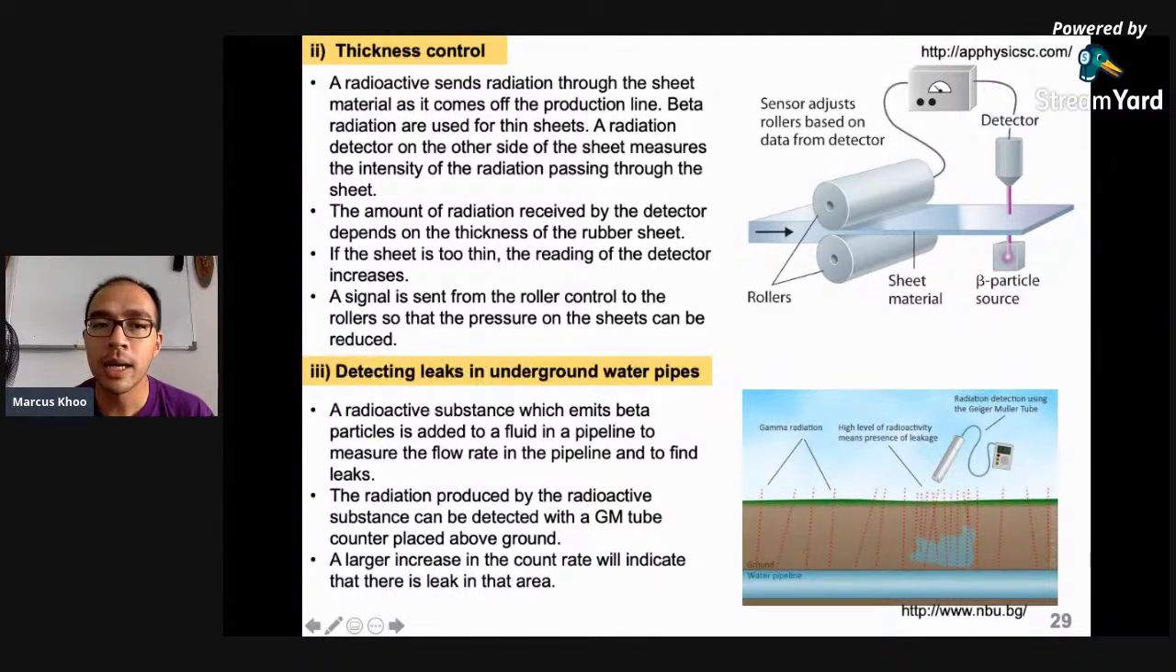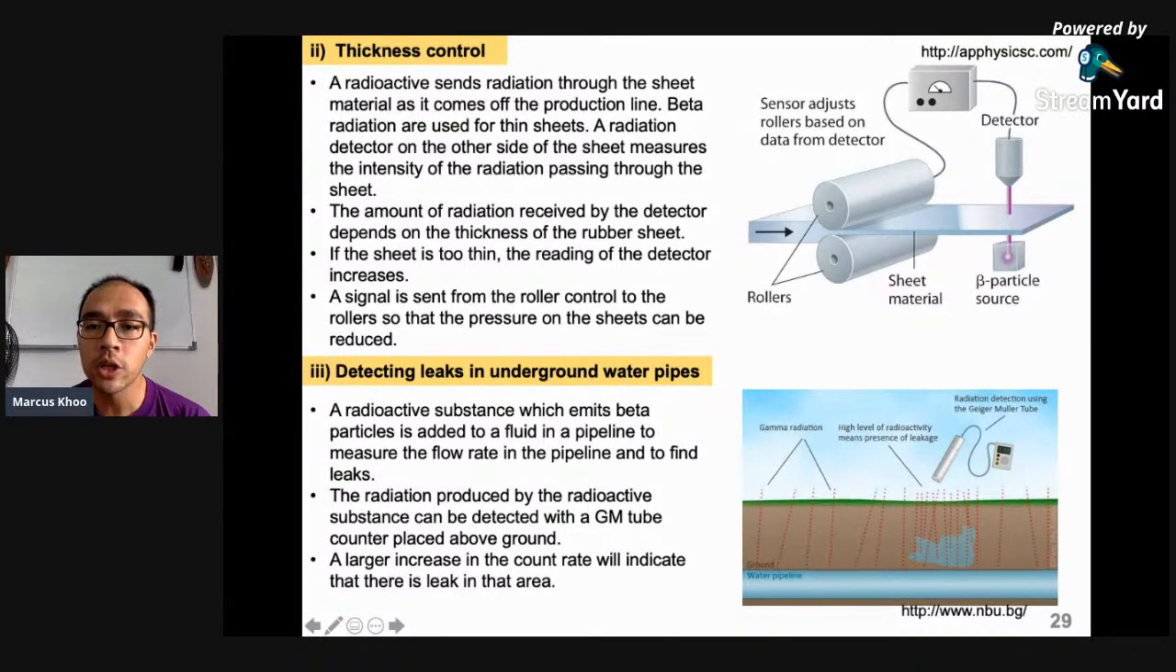Now please, after this, don't go and say there's radiation in the paper, don't touch the paper. You think it's what, COVID-19? No, it doesn't work that way. The radiation just passes through the paper, so don't worry about it. I've seen people, after they listen to this, become so paranoid they don't touch any more A4 paper in their life. No, it doesn't work that way. The radiation just passes through to make sure that the thickness is fine.